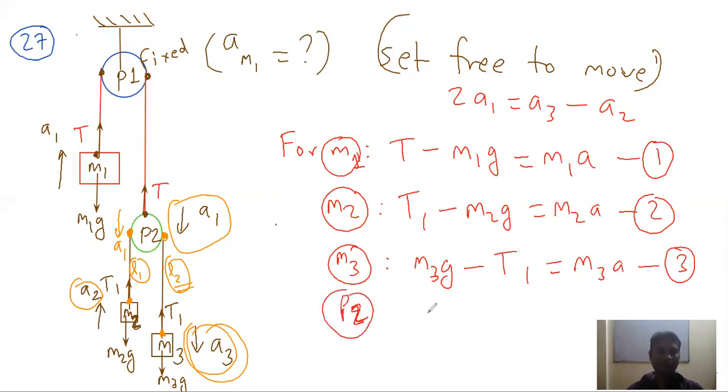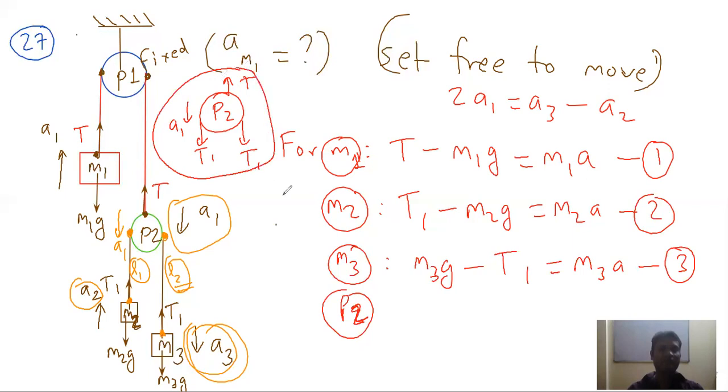Finally, for pulley P2, we have two tensions. So let me draw the diagram of pulley P2. One tension T in upward direction, two tensions T1 in downward direction, and acceleration of the pulley A1 in downward direction. So this is our free body diagram of the pulley. If we want to write Newton's law equation, it will be 2T1, the greater downward force, minus T, the upward force, equals mass of pulley into acceleration A1. In the question, we are given the mass of the pulley is 0. So we can say 2T1 minus T equals 0.